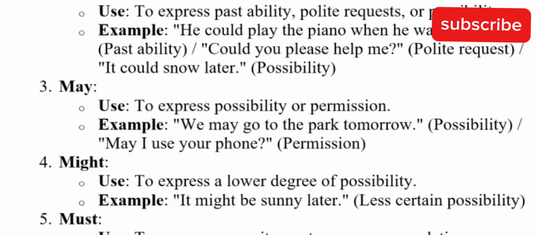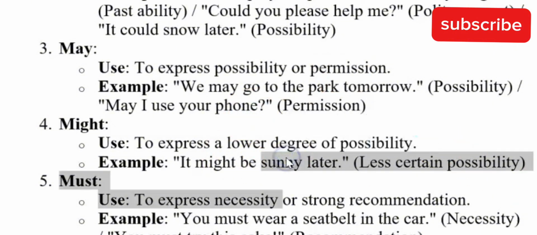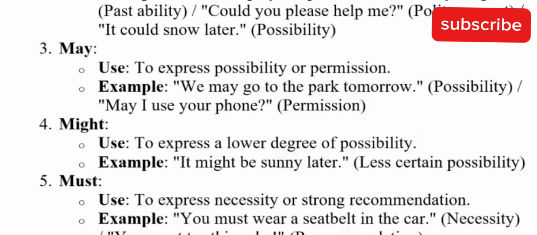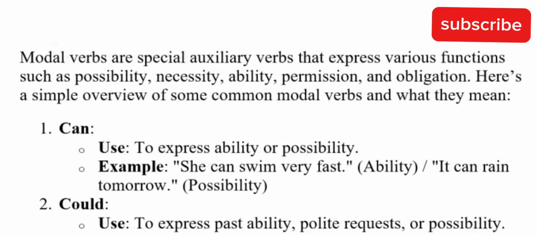So that's it all about modal verbs. What you got from this are the modal verbs can, could, may, might, must, should, and would. These are the modal verbs used to show possibility, necessity, permission, or obligation.